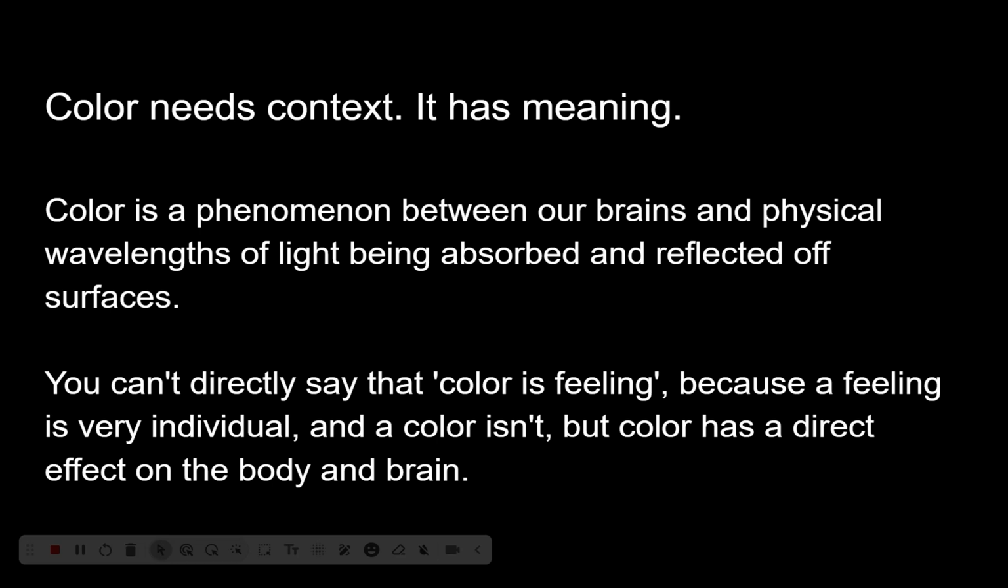Now, color needs context, but it has meaning. So color is a phenomenon between our brains and physical wavelengths of light that are being absorbed and reflected off of surfaces. So essentially, scientists have been studying color theory and the way that wavelengths of light are perceived by the human eye for a long time. They're still discovering more things about it, and we could get more into that, but we're going to just cover what it looks like in our lives as artists.